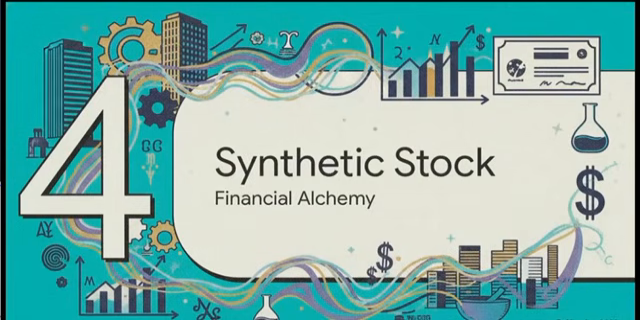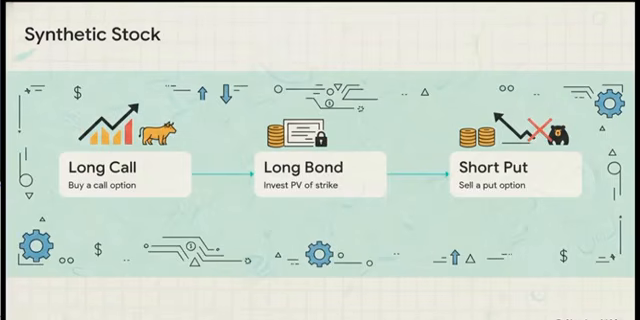Section 4. Building a synthetic stock. This is literal financial alchemy. Big institutions like Goldman Sachs, Morgan Stanley, and Citigroup use this exact formula to create assets out of thin air without actually having to buy the underlying shares. If we take our trusty parity formula and just algebraically isolate the stock price, we get this. Stock equals call plus PV of strike minus put.